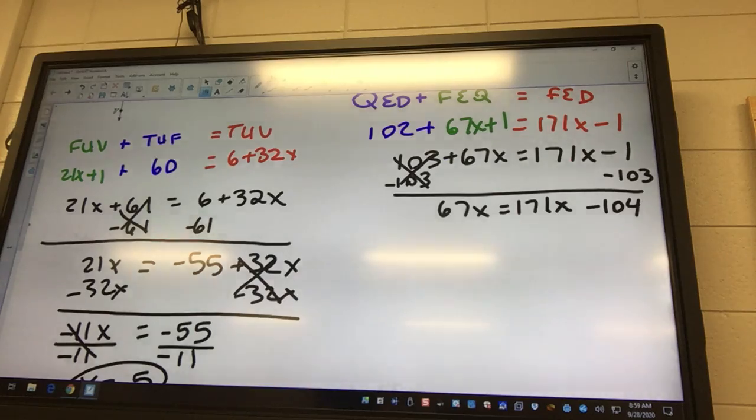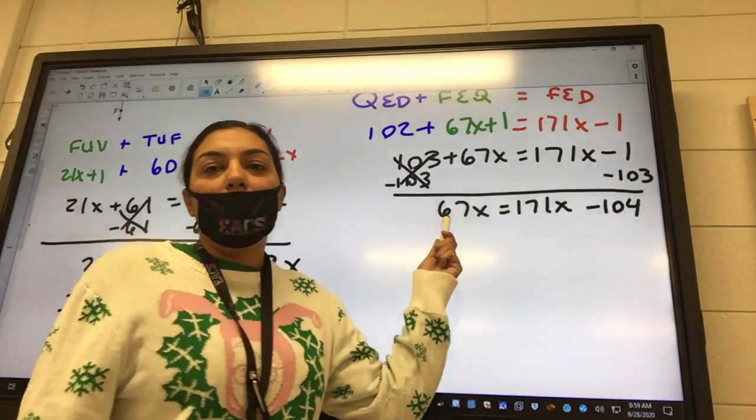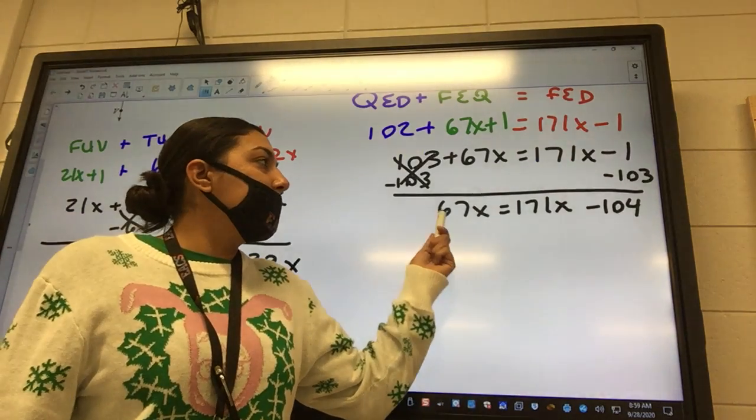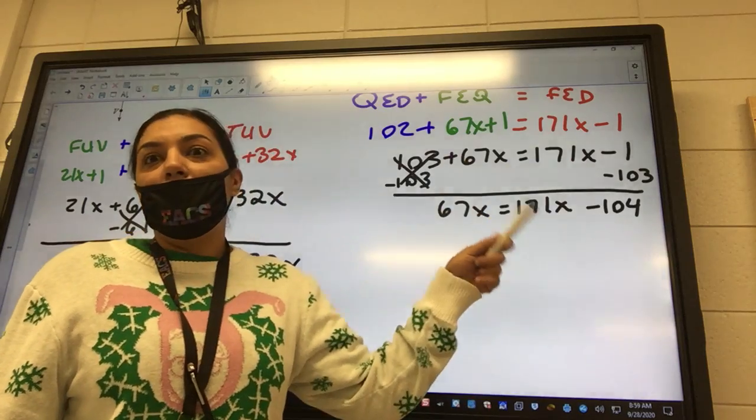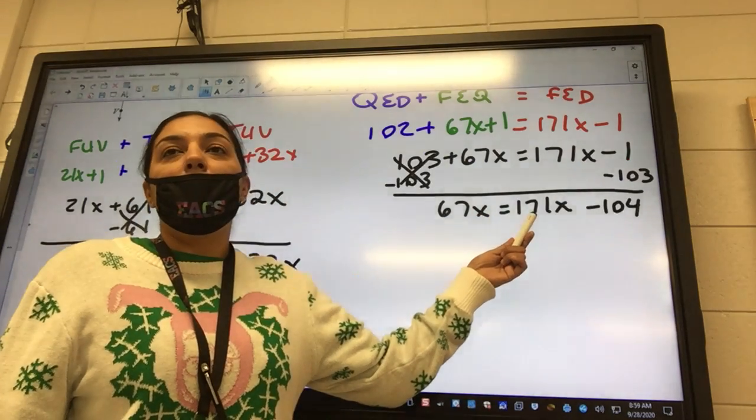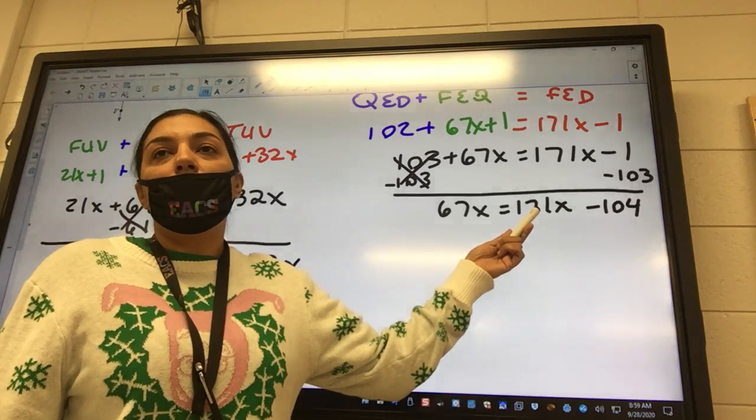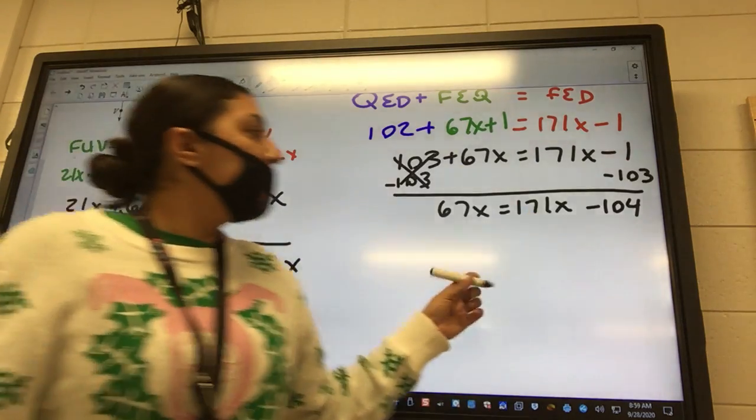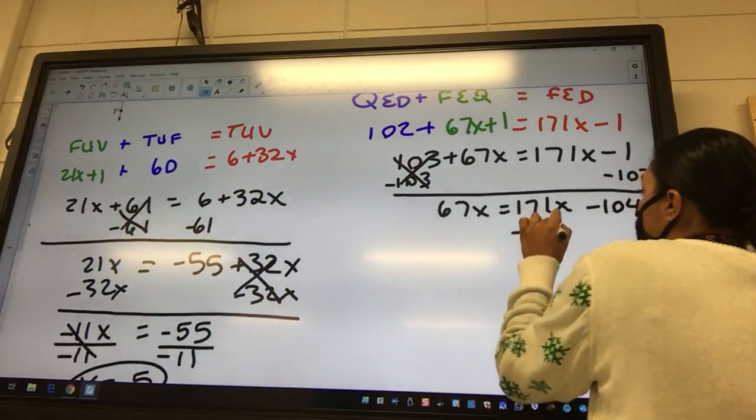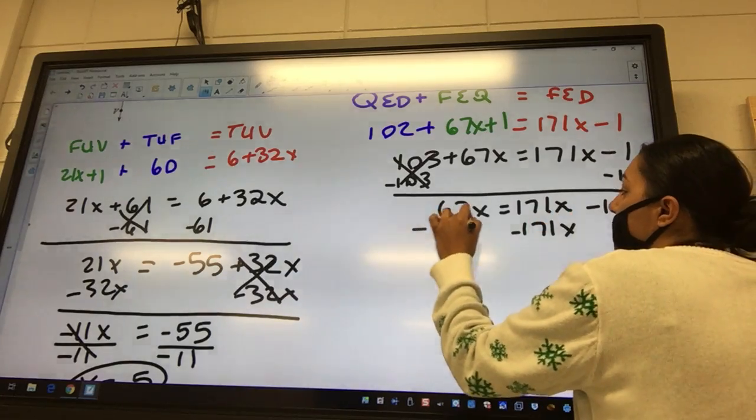You're doing fine. Okay, 67x equals 171x minus 104. Okay, we moved all of our numbers. Now, 67x, is that a letter or a number? Letter. Okay, so it stays there. And now we hit the right side of the equal sign. 171x. Is that a letter or a number? Letter. Where does it go? To the left. So I need to move it. So minus 171x, minus 171x.